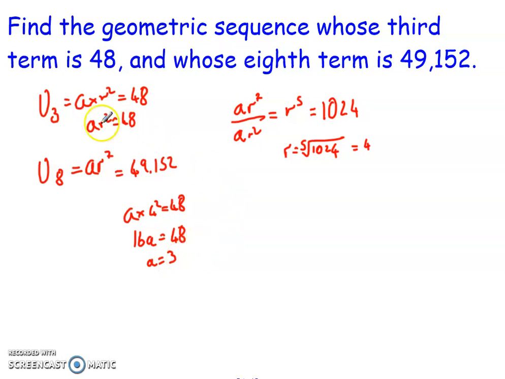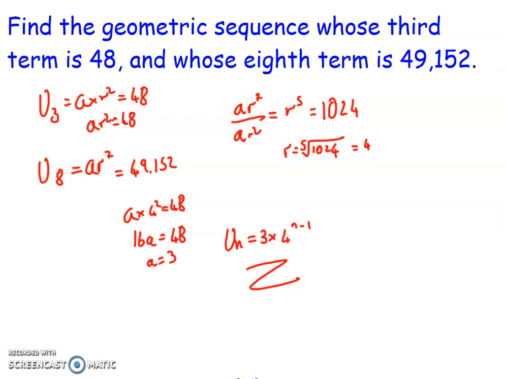Then I can write my generic term for UN. So from that, I know that UN is equal to AR to the n minus 1. So 3 times R, which is 4 to the n minus 1. So there you go, that's my geometric sequence, which gives me a third term of 48 and an eighth term of 49,152. So there's another application of this type of calculation that we can use.